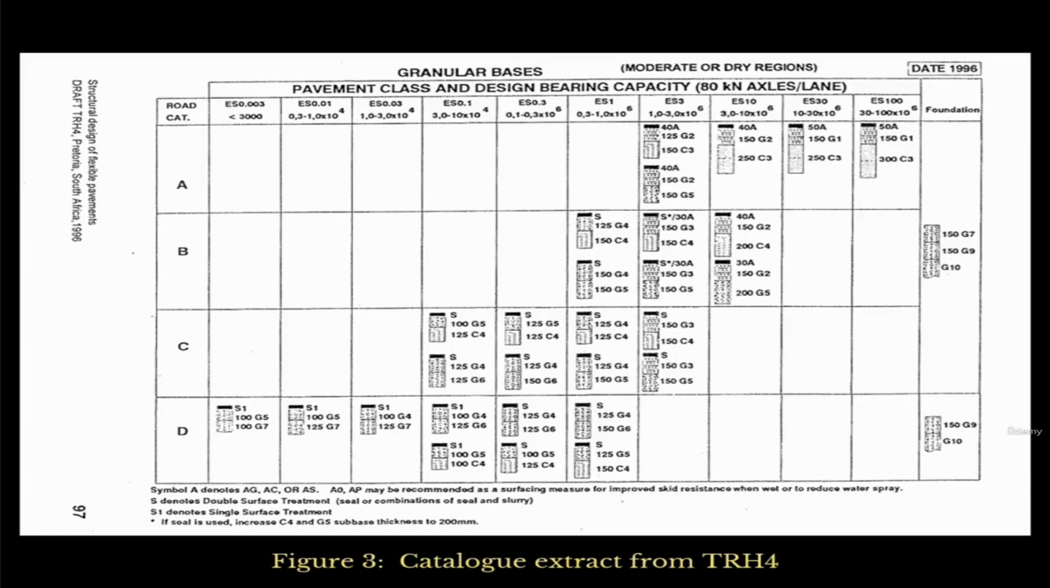So for a level of surface B and your ES3, your E80s are 1.0 to 3.0 times 10 to the power 6. These are your E80s, your loads. Then you can see here it's a category B, so you have a choice. You can either take the S.30A, so that's asphalt, 150 for your G3 material and 150 for your G5 material, or you can have a C4, so that's going to be stabilized.